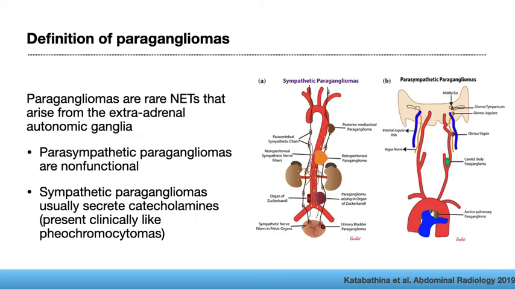When we look at panel A, we can see that sympathetic paragangliomas arise from the paravertebral sympathetic chain anywhere in the thorax, abdomen, and pelvis. The most common site is paraganglioma of the organ of Zuckerkandl. Other examples include posterior mediastinal paraganglioma, retroperitoneal paraganglioma, and urinary bladder paraganglioma. Sympathetic paragangliomas usually secrete catecholamines, and clinically, they are indistinguishable from pheochromocytoma.